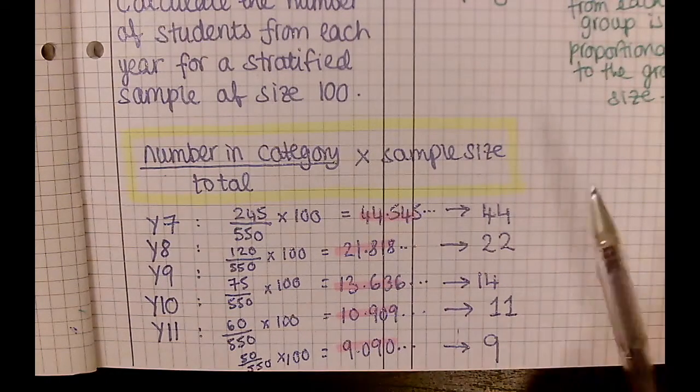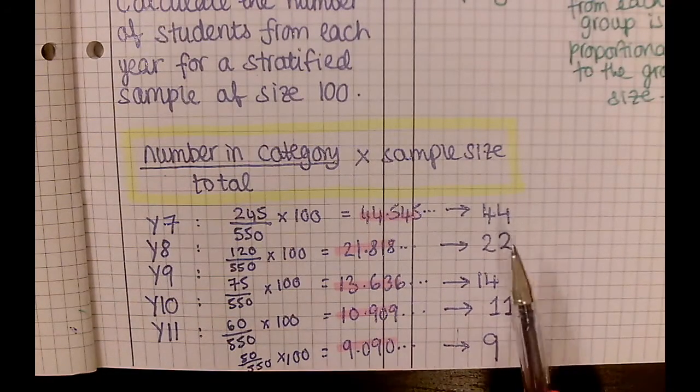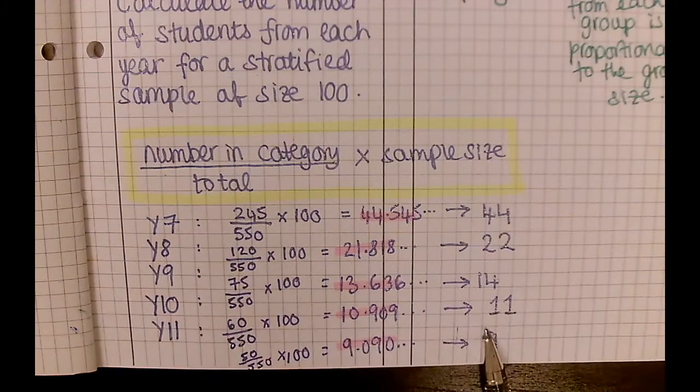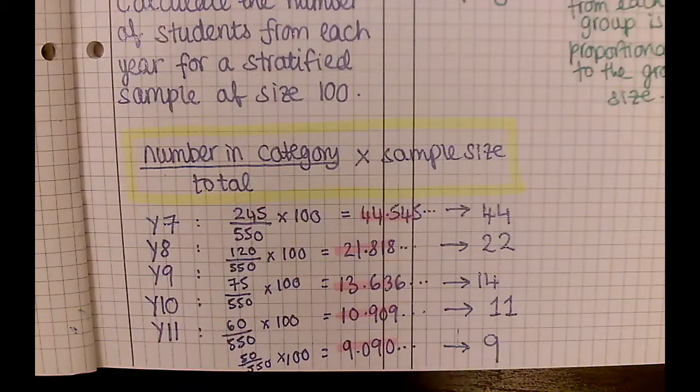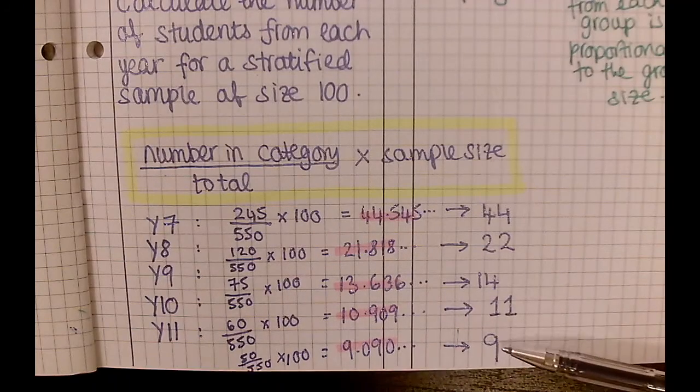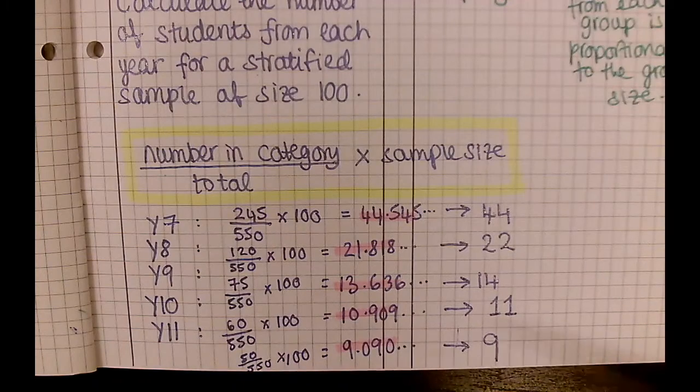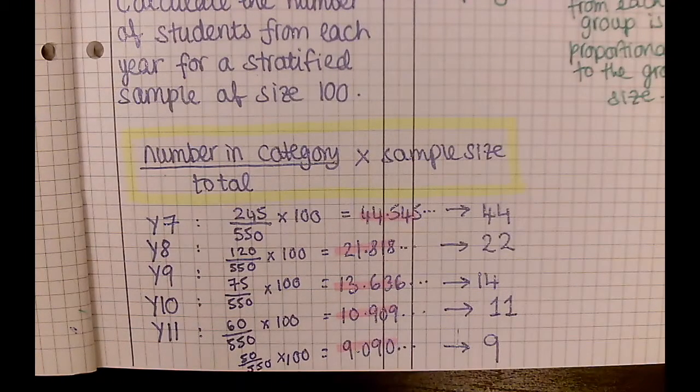So this tells me I need to pick 44 people from year 7, 22 from year 8, 14 from year 9, 11 from year 10, and 9 people from year 11. And can you see how these are now in proportion with the number of people in each year? So it's going to give me a much better idea overall across the school about how people travel to school. And it's not disproportional. It represents the whole school in a proportional way. So this is what stratified sampling is.